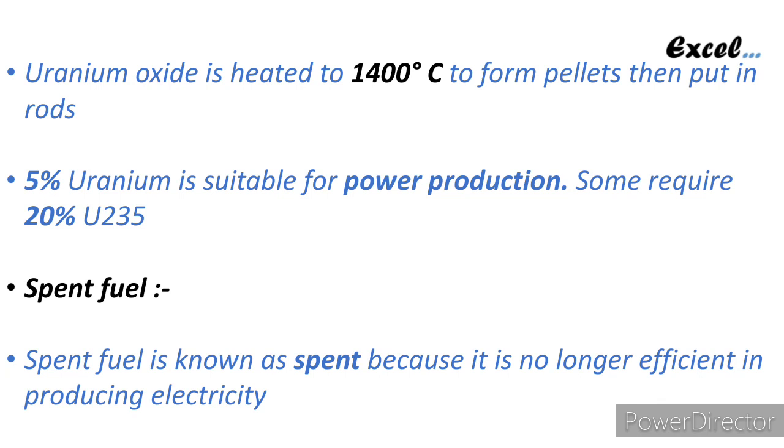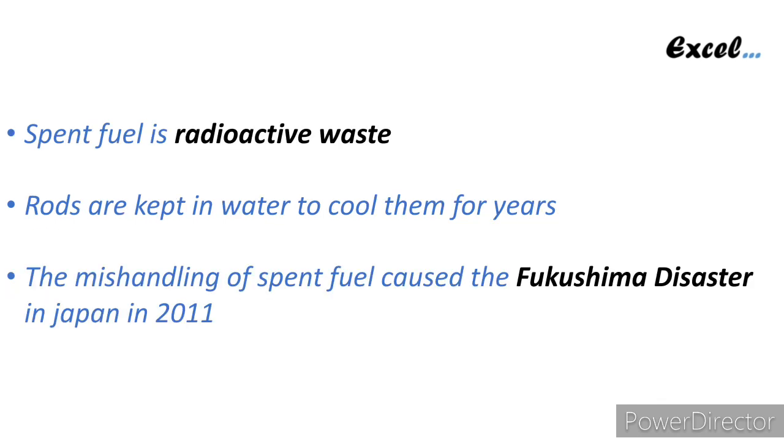It is known as spent because it is no longer efficient in producing electricity. Spent fuel is radioactive waste and is thermally hot. It requires remote handling and shielding. These rods are kept in water so that they are cooled for years and then placed in containers and kept in pits deep inside the earth to be kept untouched, as that will always be radioactive and damaging.